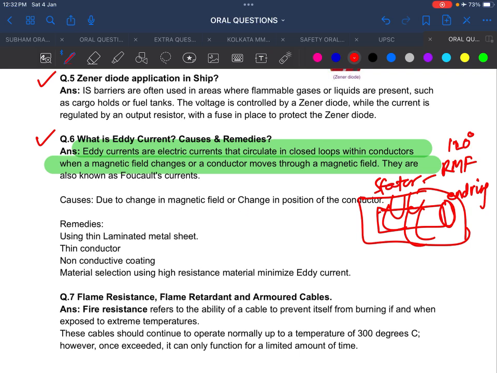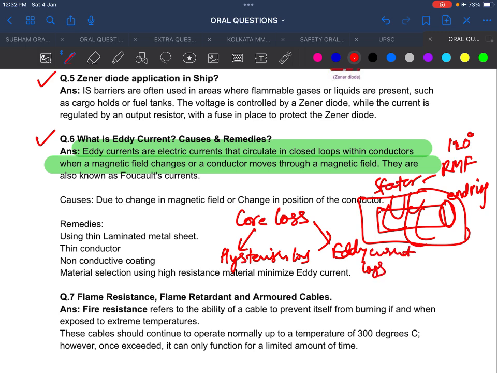Basically, in the transformer core loss, there are two components: hysteresis loss and eddy current loss. I will deal with hysteresis loss later, and now eddy current loss. If eddy current loss is high, we have to reduce it, because the efficiency of the transformer is output by input, and input is the output plus losses. So if losses increase, the efficiency will decrease, so we have to minimize these losses.